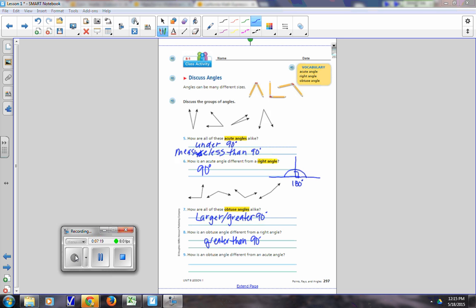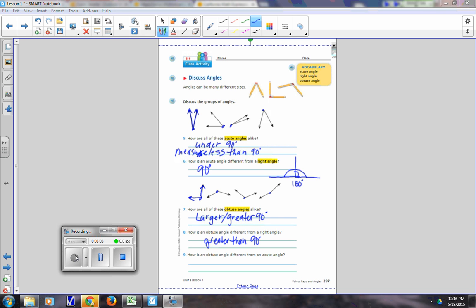Now, here's the thing. All of these have a similarity. All three angles are made up of two rays. The two rays share a vertex. So if you notice, here's a vertex, here's a vertex, here's a vertex, here's a vertex. So obtuse angles, right angles, acute angles, they're all going to have a vertex. They're also going to be made out of two rays. So here's a ray, here's a ray, here's a ray, here's a ray.